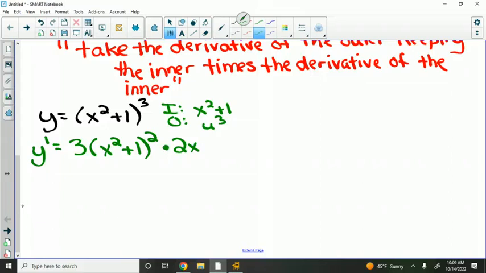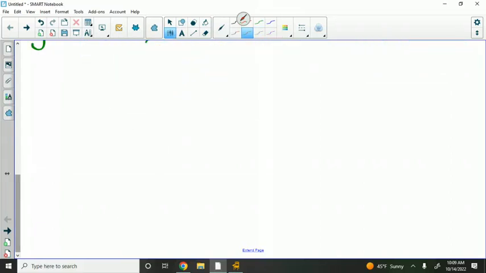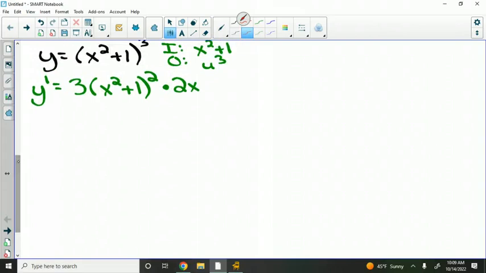Okay, let's try this next one. Actually, yeah, we'll try this one. Let's go with this. Okay, now there's a couple things going on. Do you see how there is a quotient going on right there? Do you see the part that's composite in the denominator? So technically, we've got a couple rules going on. But I'm going to show you how you can make this just one rule.